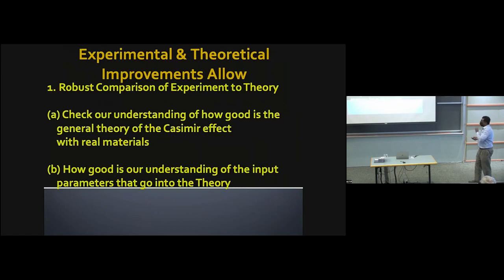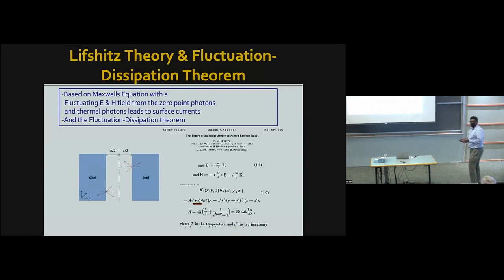So what do you get out of making a precision Casimir force measurement? If you can make improvements in both theory and experiment, and you can make a robust comparison of experiment and theory, you try to understand how good the general theory of the Casimir force is when applied to real materials, not ideal materials, real materials. And how good is our understanding of the input parameters? If you're going to compare the theory to experiment, you have some experimental input parameters. How good is that?